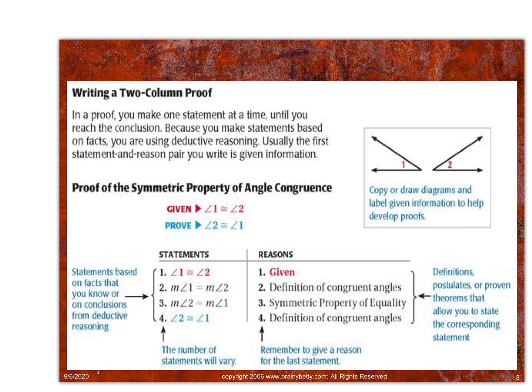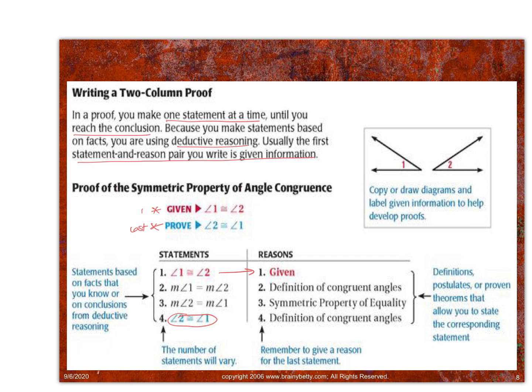And then lastly, here's a summary. In a proof, you make one statement at a time until you reach the conclusion. Because you make statements based on facts, you're using deductive reasoning. Usually the first statement and reason pair with the given information. So one statement per line, and then you have a justification for it. Always start with your given, okay? Always end with what you're wanting to prove. So the given is step 1, and what you want to prove is your last step, okay?